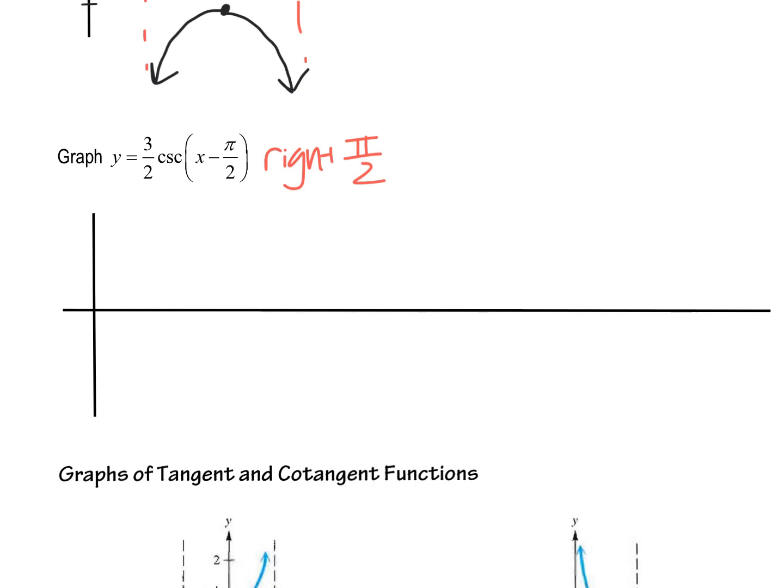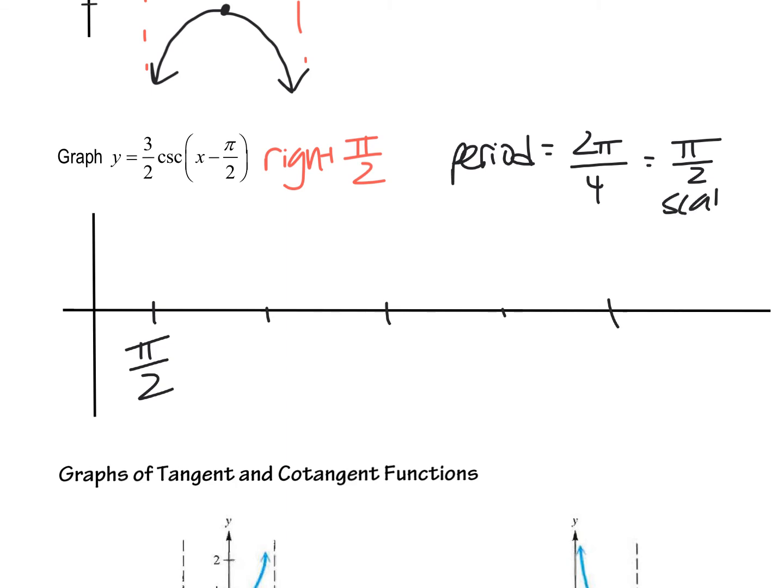That's my very first tick mark, so right pi/2. And then I need 4 others. 1, 2, 3, 4. And remember, my period for this is 2 pi over b, but b is just 1, so it's 2 pi. And when I divide this by 4 to get each tick mark, that means each tick mark is pi/2. Another way to refer to that is the scale. So basically I'm starting at pi/2 because I always start there if there is a phase shift. That's always my first tick mark. And I'm going to add pi/2 each time to get my other 4 tick marks. So pi/2 plus pi/2 is just pi. This is 3 pi/2, this is 2 pi, and this is 5 pi/2.